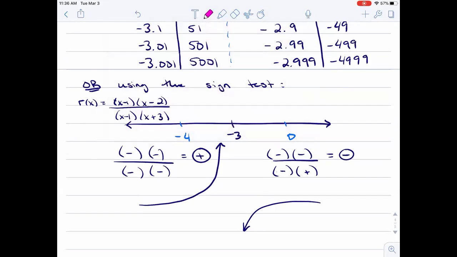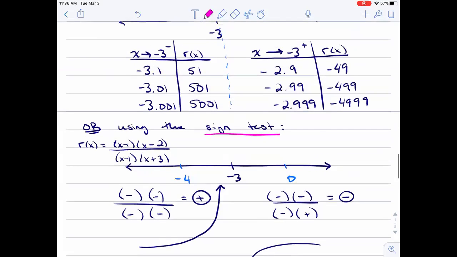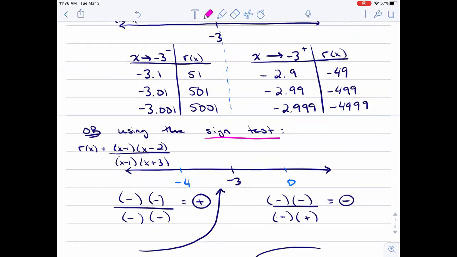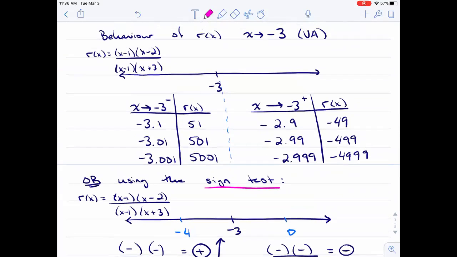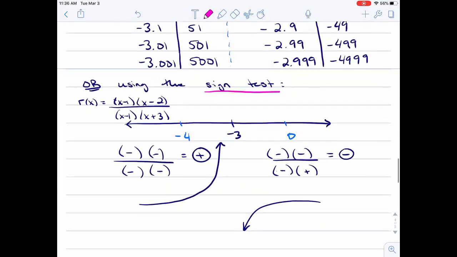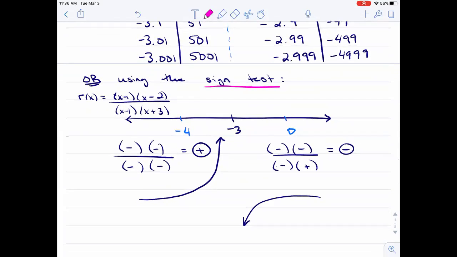So this is the sign test, right? When we just look at the sign of things, then we don't have to compute these values, although it definitely works. For me, this is kind of where I start, because then I can think about how it behaves. But once I get a handle on that, I can say, okay, it might just be easier to use the sign test. Either way, whichever you prefer, will work, but the key is to figure out the behavior around those vertical asymptotes.